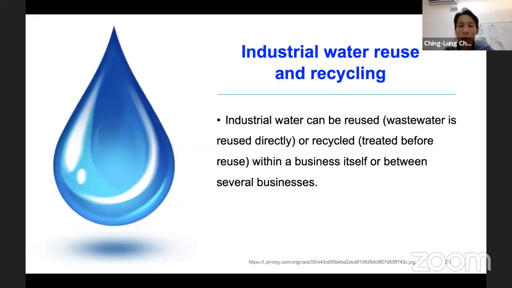Okay, and then this is industrial water reuse and recycling. Industrial water can be reused. It means that the wastewater is reused directly or recycled. Recycled means the water is treated before reuse, either within a business itself or between several businesses.